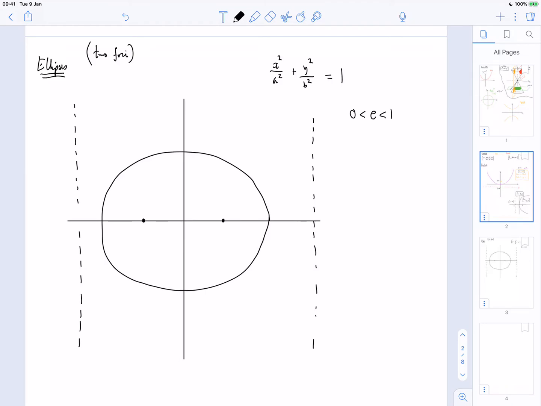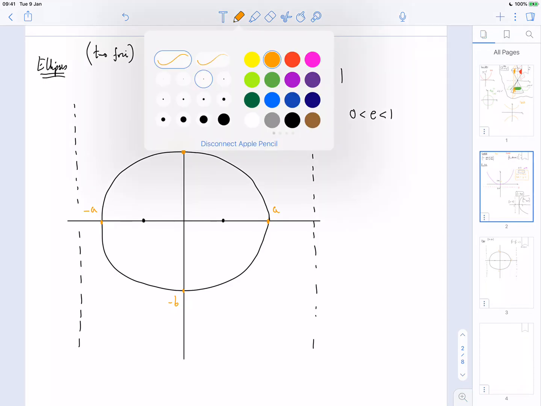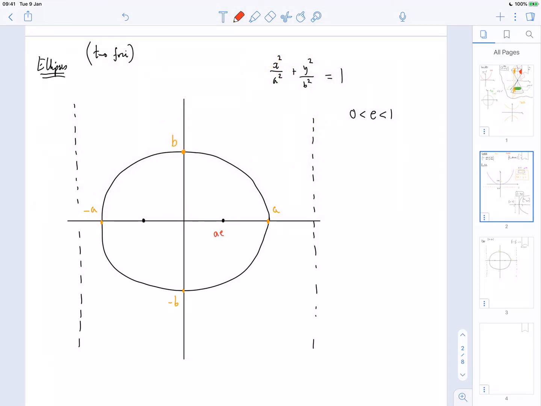And now let's write a few points of intersection. Well, it would intersect the y-axis at plus or minus b. It would intersect the x-axis at plus or minus a. The foci would be (ae, 0) or (negative ae, 0). And the directrices would be x equals a divided by e and x equals minus a divided by e.